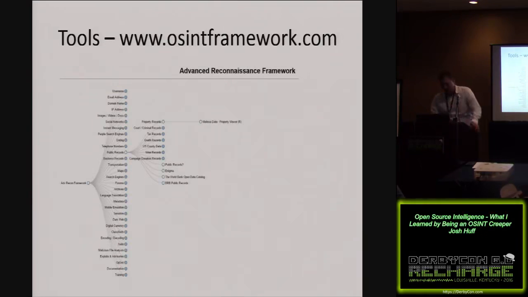Talk a little bit about the tools that I use. OSINTframework.com is an excellent resource. It's set up on the left side with 31 categories of intel. Each one of those cascades out to multiple tools that you can use to drill into those categories. At the time of this talk, there's about 690 tools on there, all valid and pretty much free or having trials.